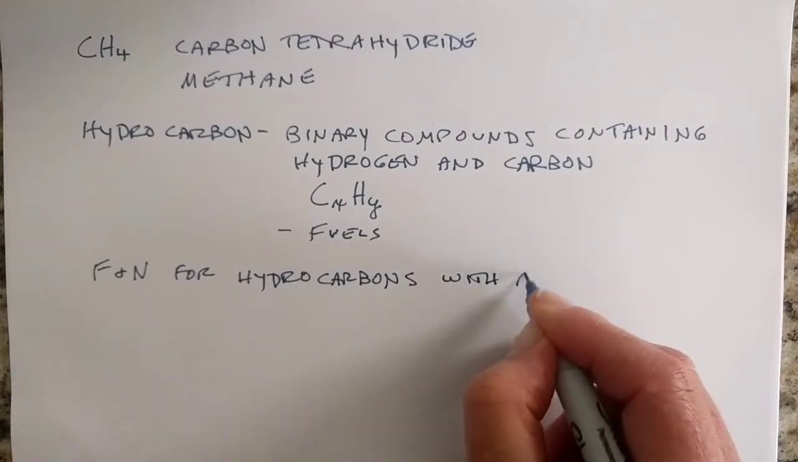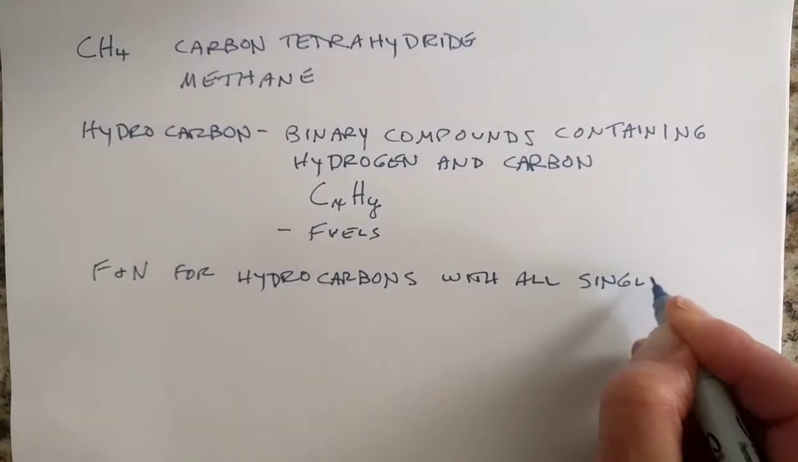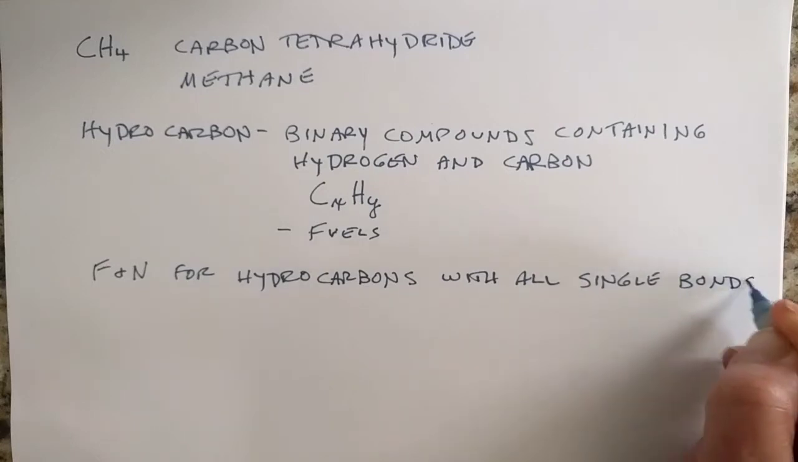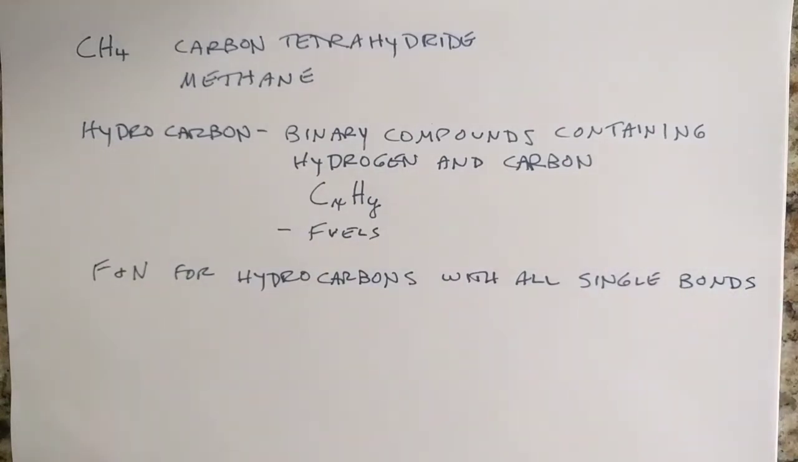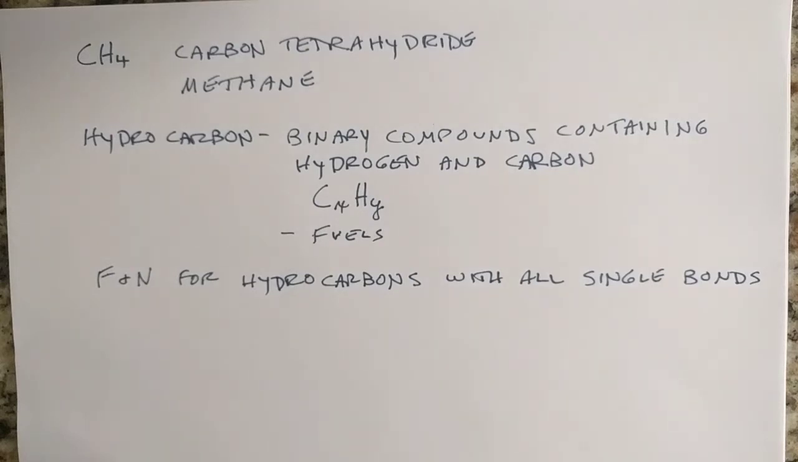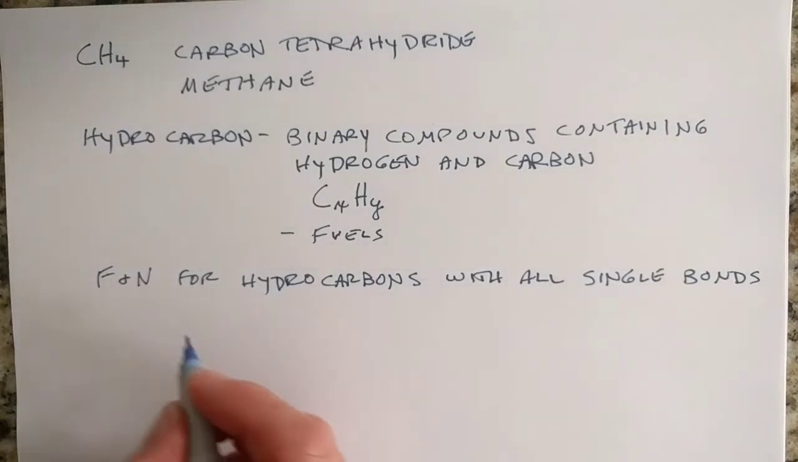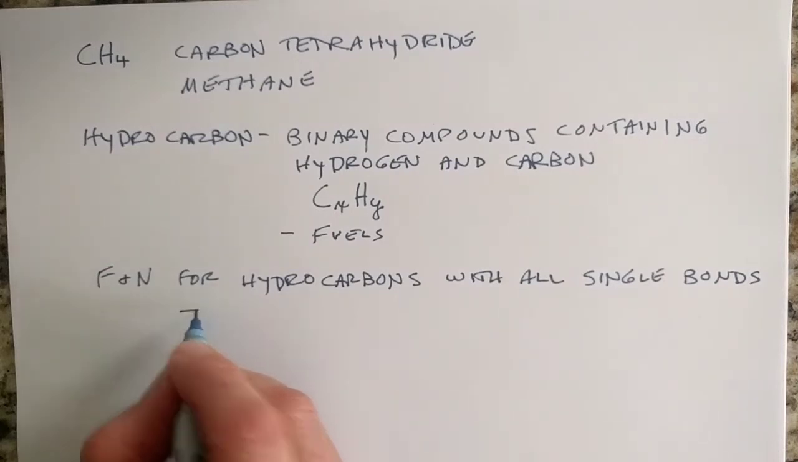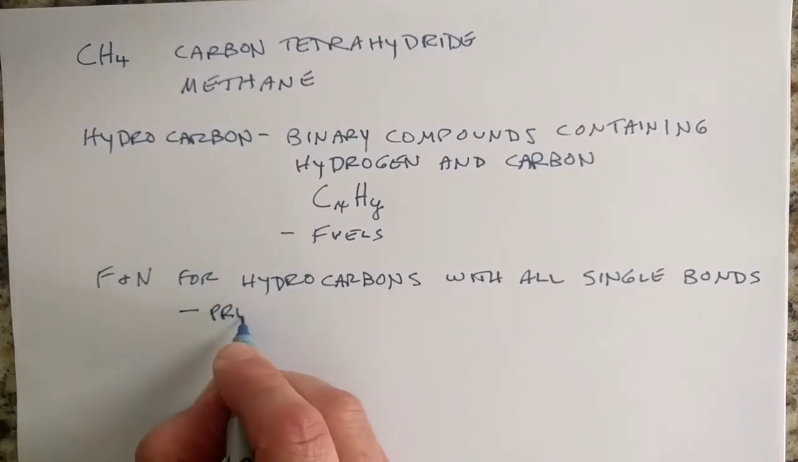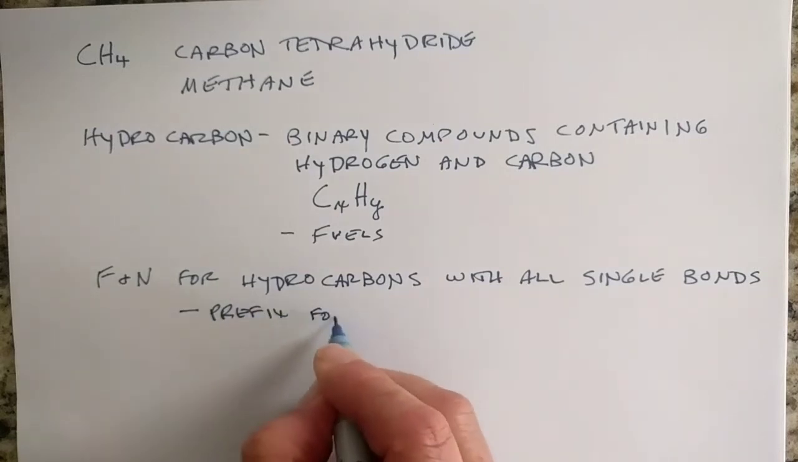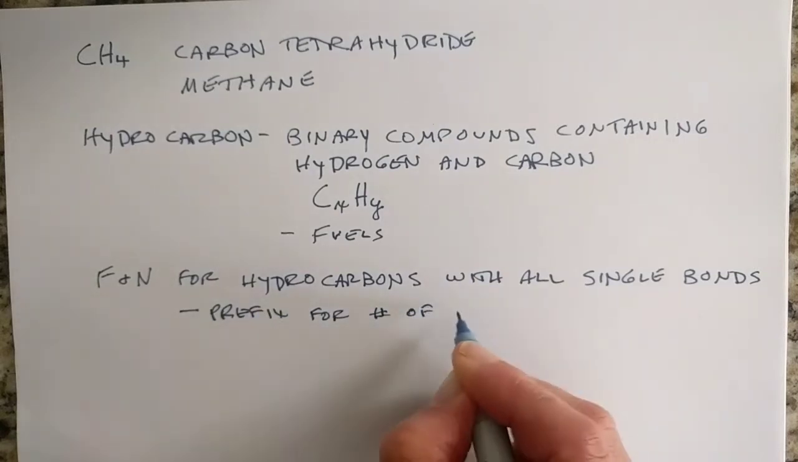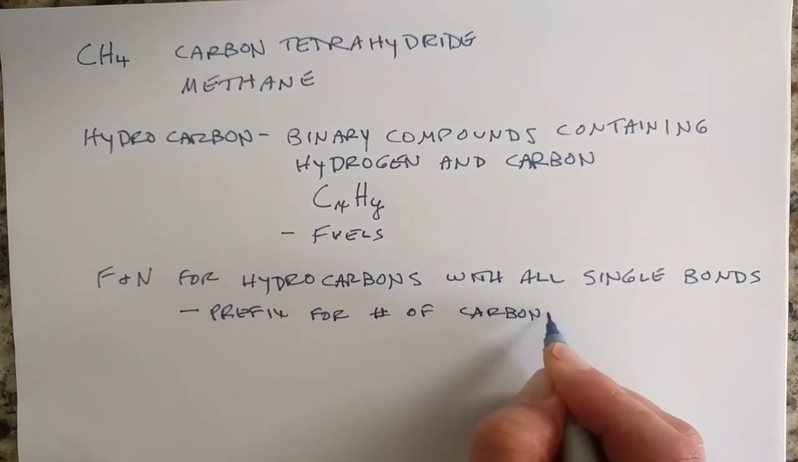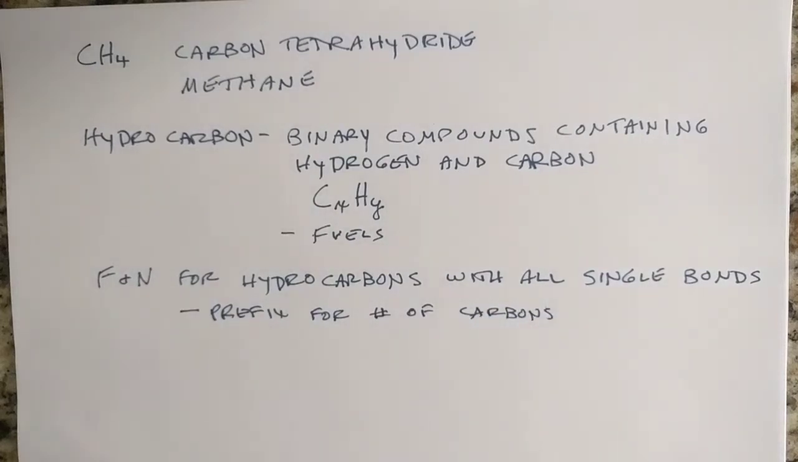With all single bonds. So all the bonds, well, hydrogen's only going to make single bonds, but carbon can make single, double, or triple, but here we're limiting ourselves to when the carbon-carbon bond is always single. Okay, so for this, we're going to use a prefix for the number of carbons. And some of these prefixes are a little different than we just learned for the regular binary covalent compounds.